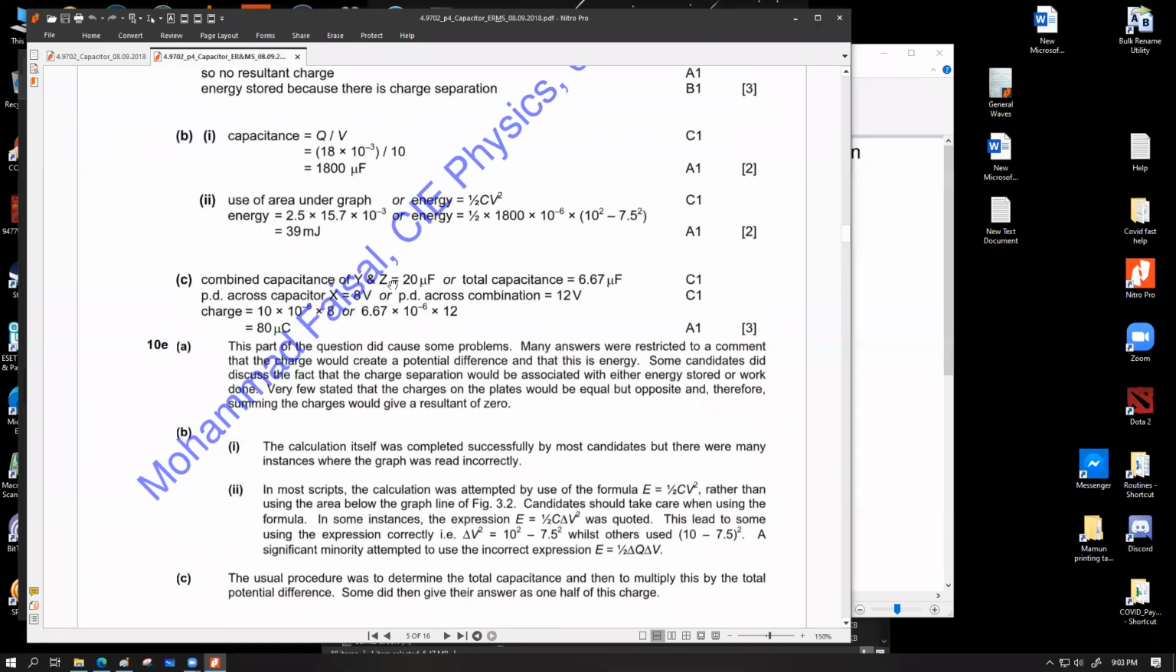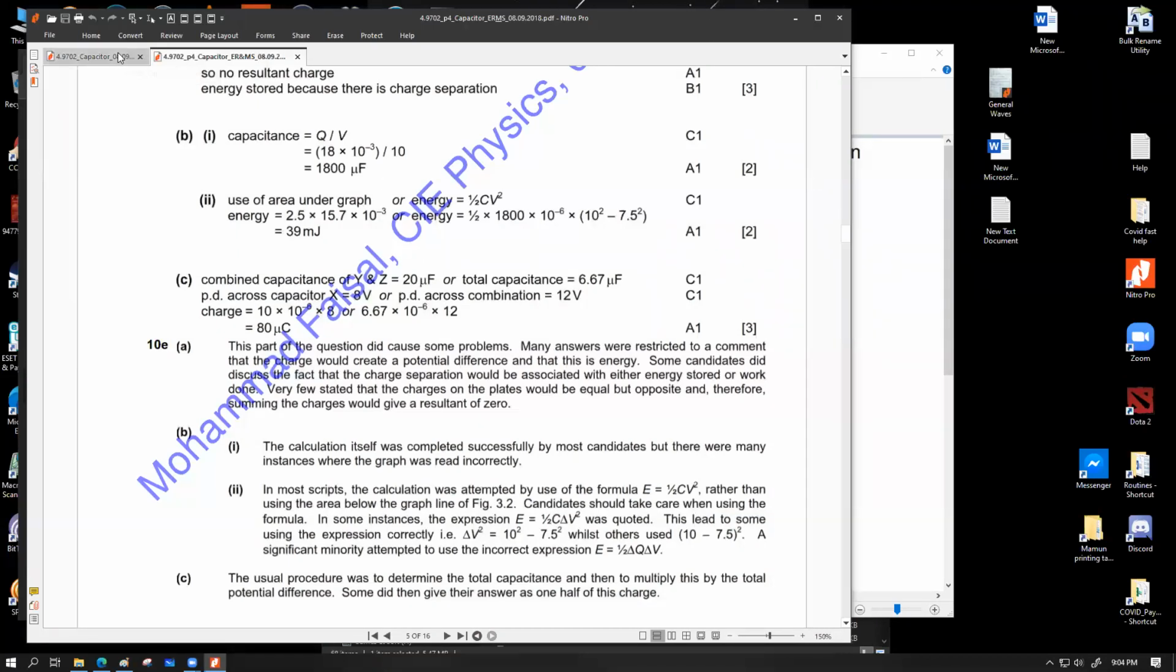Common capacitance of X and Y is Z and equals 20 microfarad, or total capacitance is 6.67 microfarad. PD across capacitor X equals 8 volt, or PD across combination is 12 volt. Charge equals 10 into 8, or 10 into 12, or 80 microcoulomb. You can calculate the total amount of charge for the entire capacitance, or you can calculate it exclusively for X. I prefer to do it for X because I find it easier to do in my head, but it is also possible to do for the entire combination.